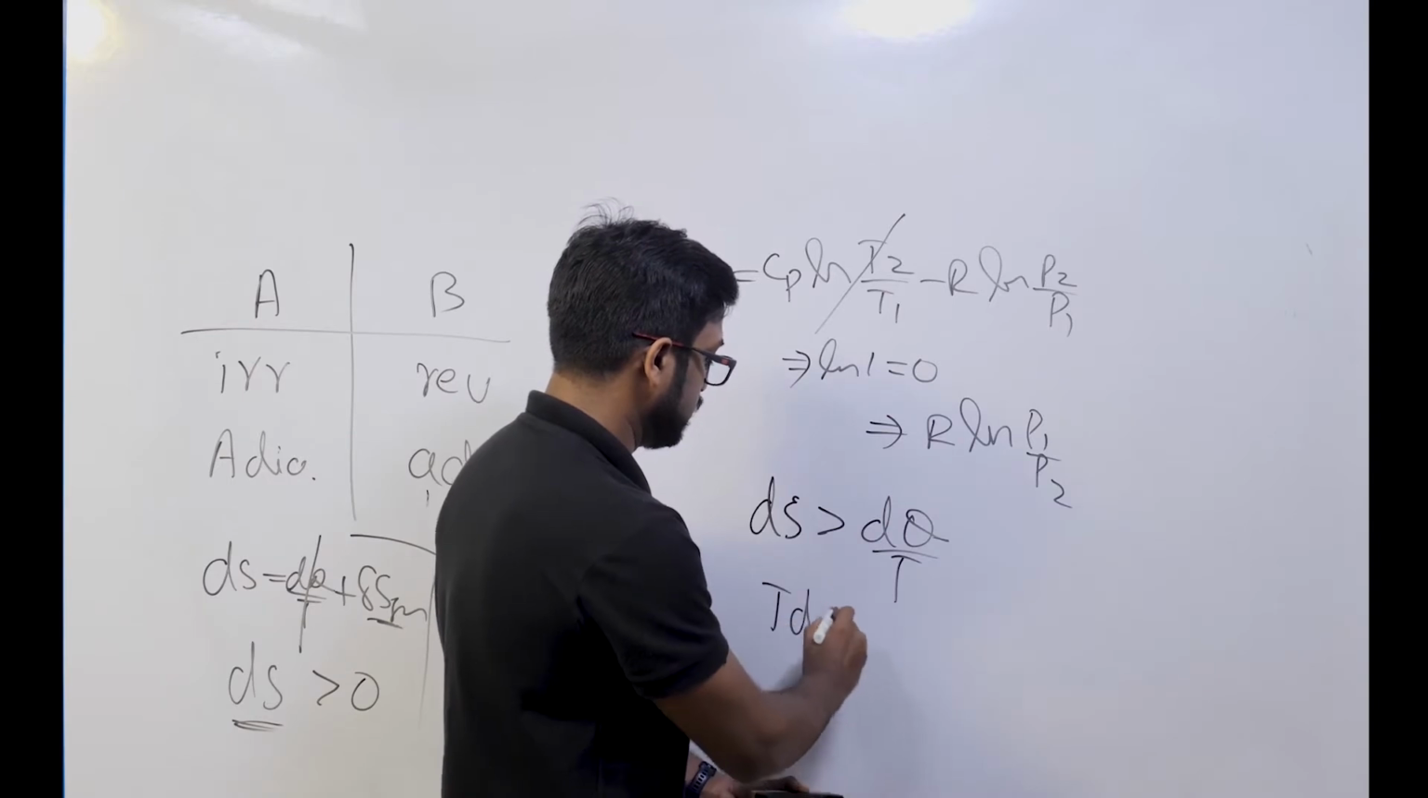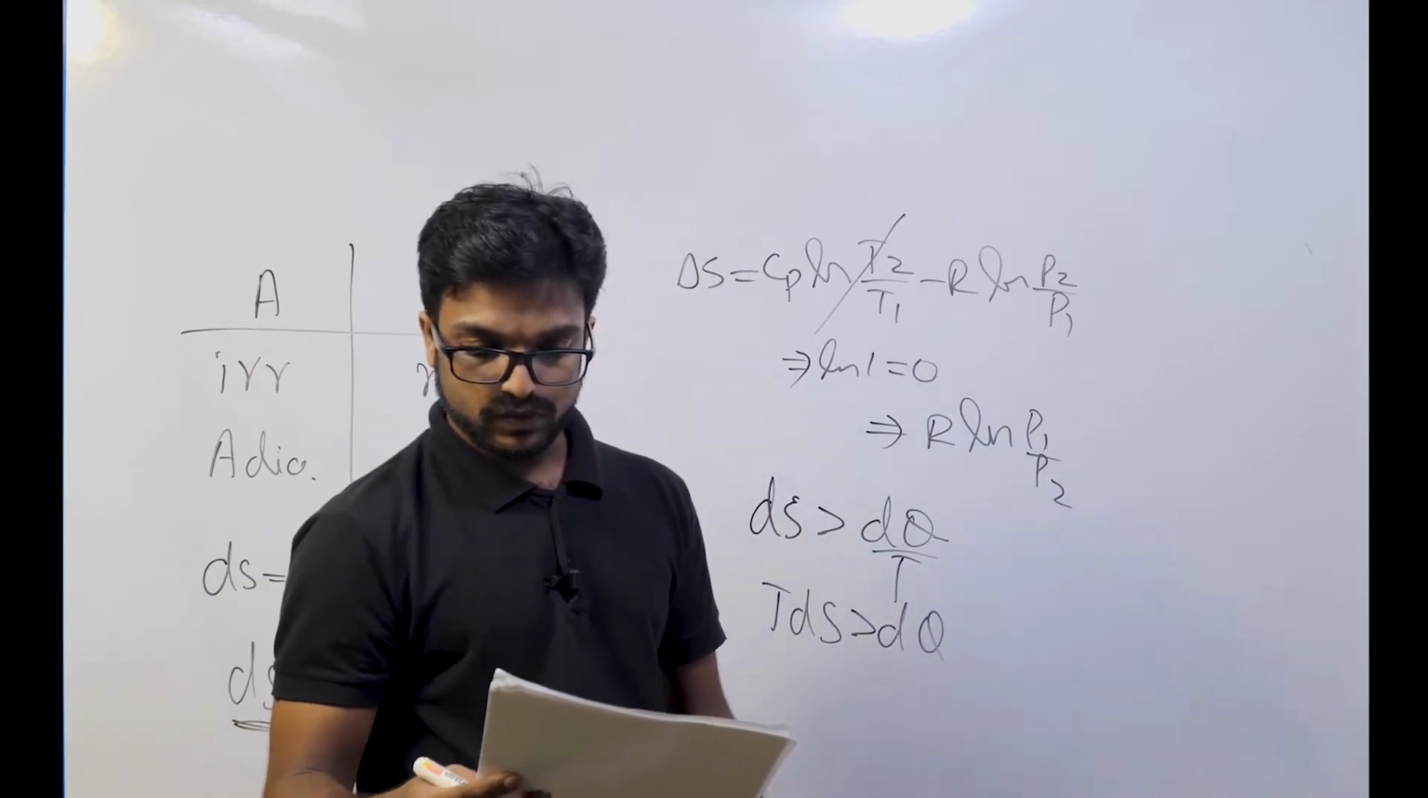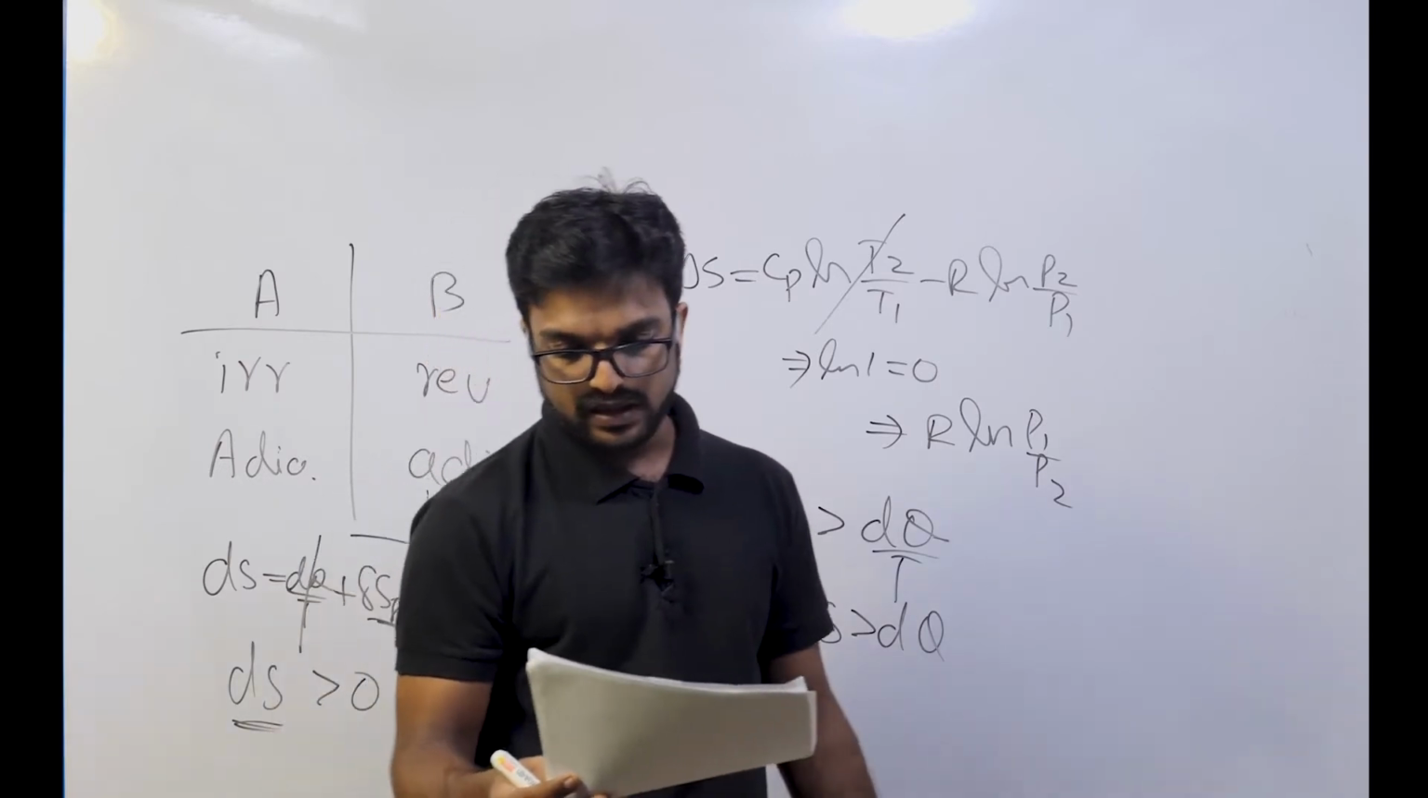Or you can write TdS is greater than dQ. Fine. So option C is the right answer.